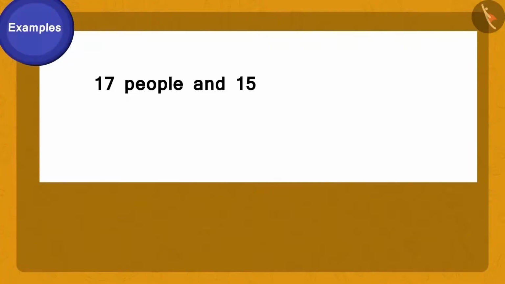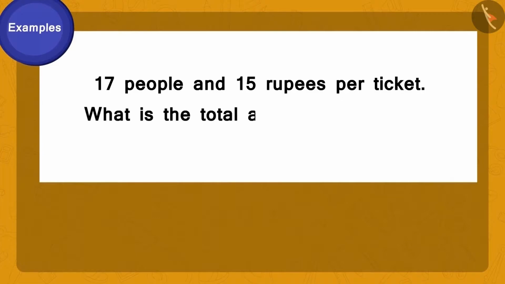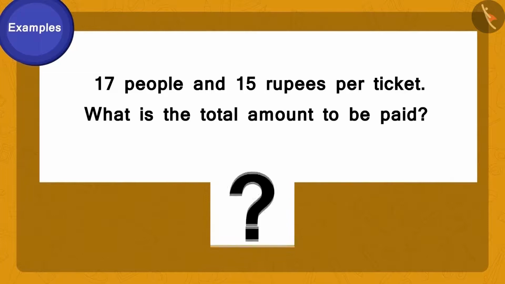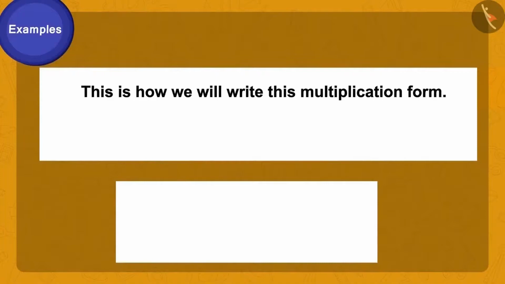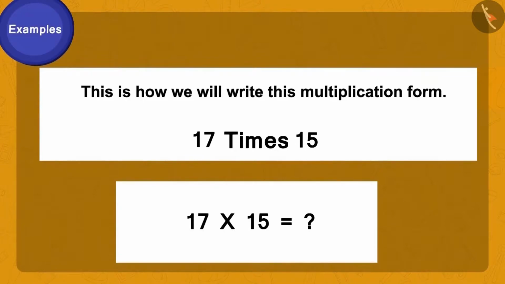The cost of one ticket for the balloon bursting game is 15 rupees. Raju and Bablu are unable to calculate how much money they will have to pay to buy the required number of tickets. Come children, let us help Bablu and Raju once again. This time, let's learn to perform this multiplication using a different process.